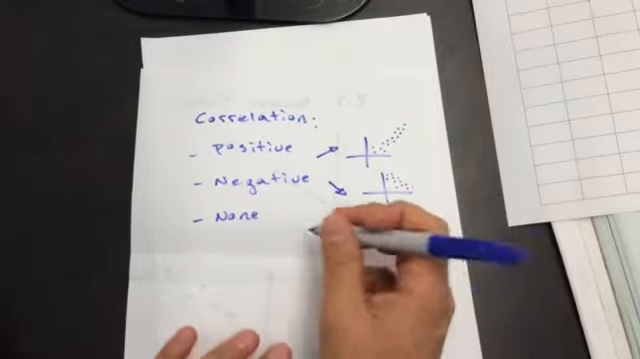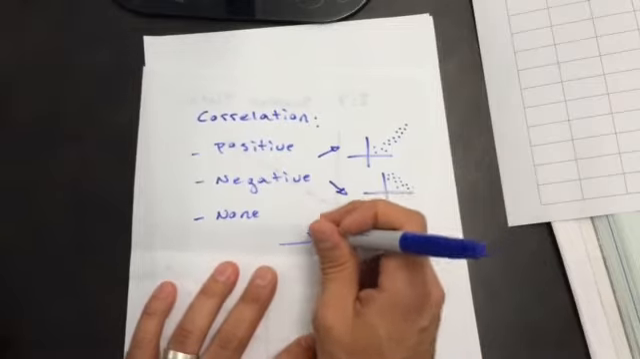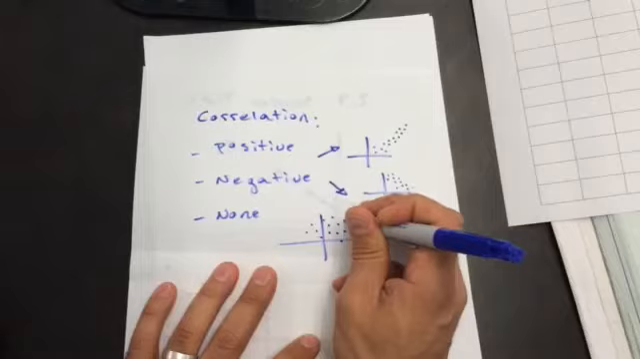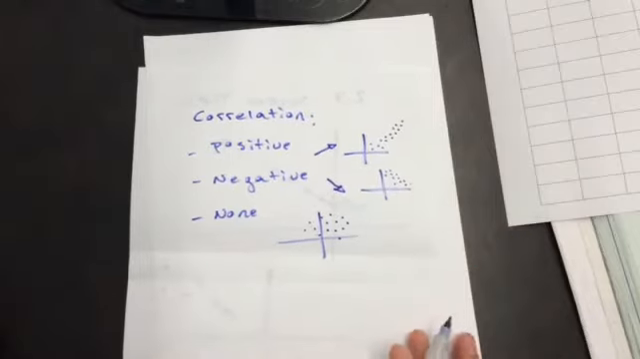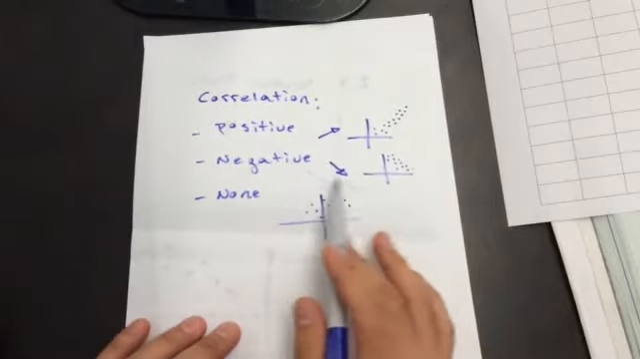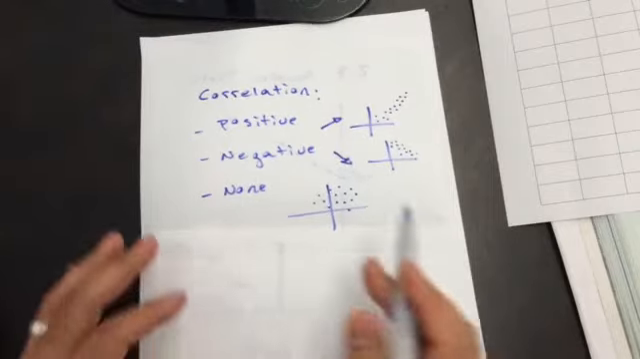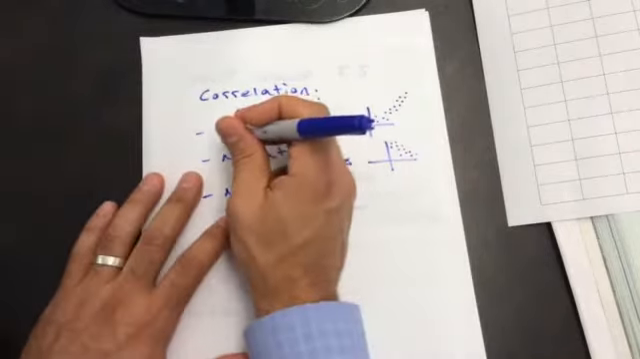And then we have none. None's going to look like a shotgun blast. So it's kind of all over the place. Maybe it doesn't even look like a line. Okay? So we got a positive correlation, a negative correlation, and no correlation. Now with positive and negative, we can have strong or weak.